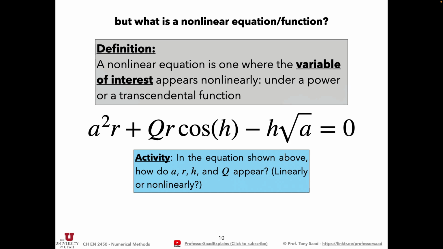Remember, for a variable to show up nonlinearly, it has to either be squared, cubed, to the power 4, etc., or under a transcendental function. Sine, cosine, square root, exponential. So does A show up linearly? Does R show up linearly? Does H? Does Q? So what do you think? Make a list.